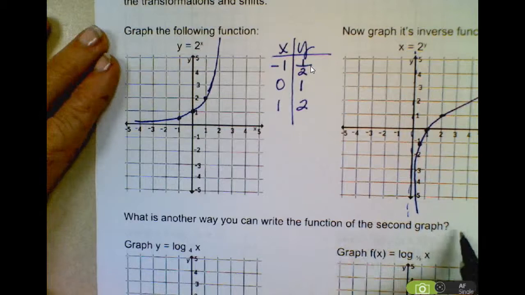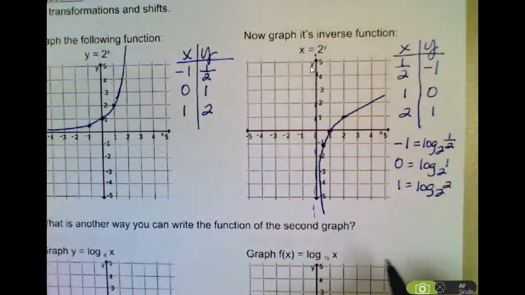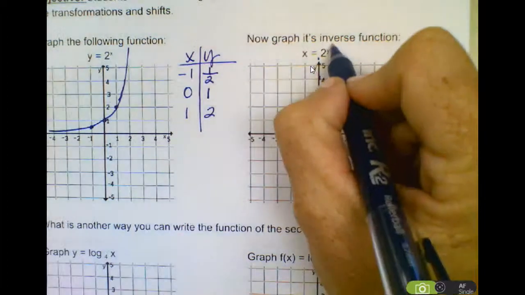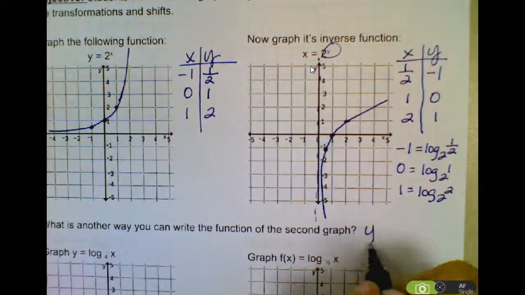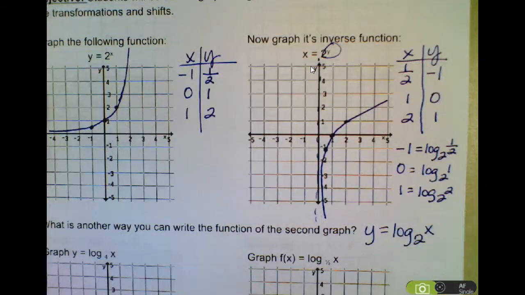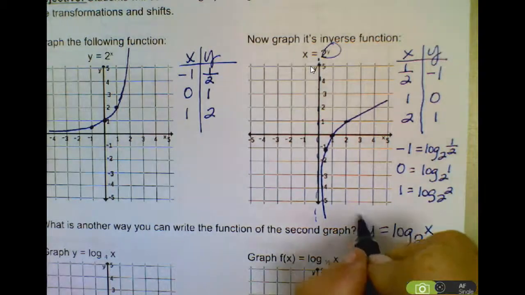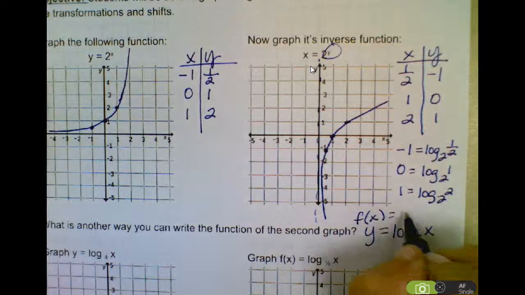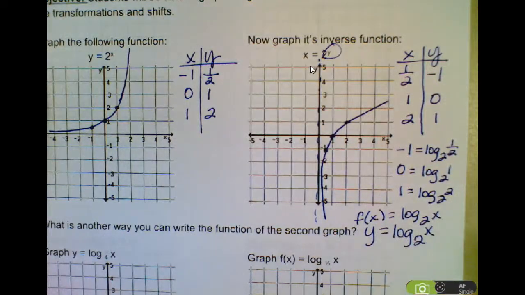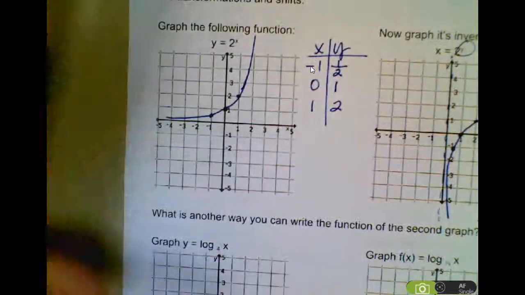So think about what's another way that you can write the function of the second graph. Well, we know that the entire point of a log is that it helps us find this exponent right here. So that would be y equals log 2 of x. Another way you could write that is the function f of x, because you will see that too, log 2 of x. 2 to some power gives us y. Sorry, excuse me. 2 to the y power gives us x. Okay?